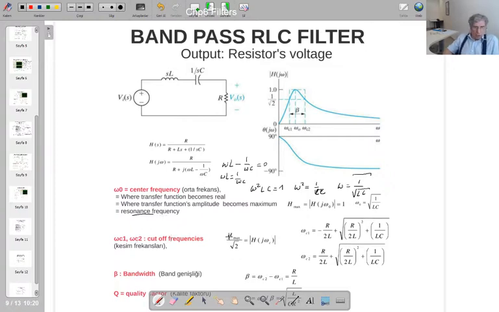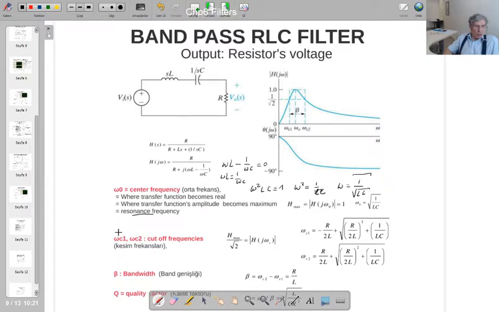Cutoff frequency, as we defined already, is where the maximum value of the transfer function magnitude is equal to the maximum value over square root of 2. If we have an equation like that, then our omega becomes the cutoff frequency. Since it is a second order equation, we are going to get two cutoff frequencies.